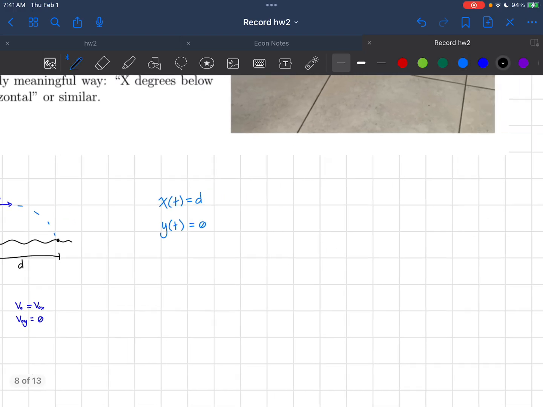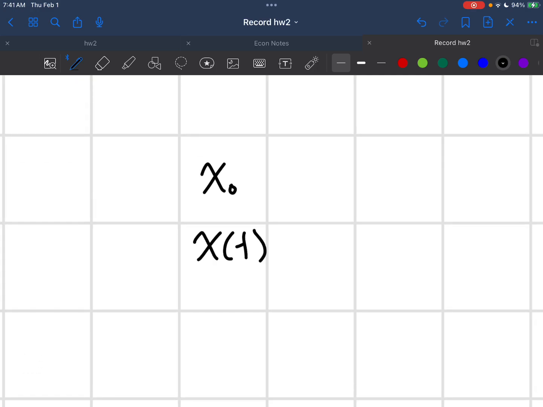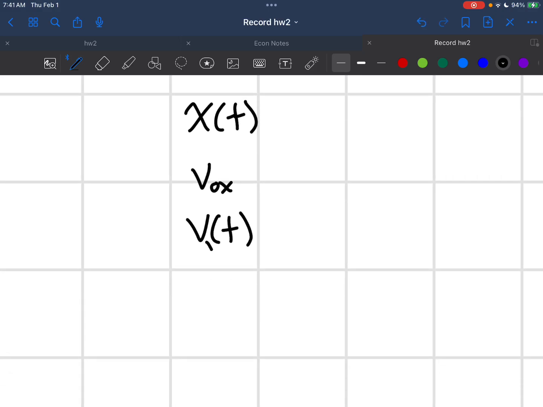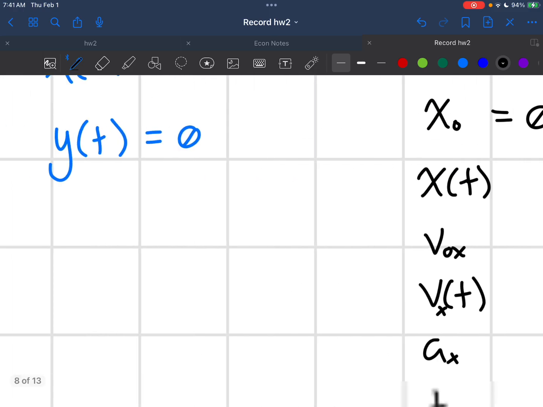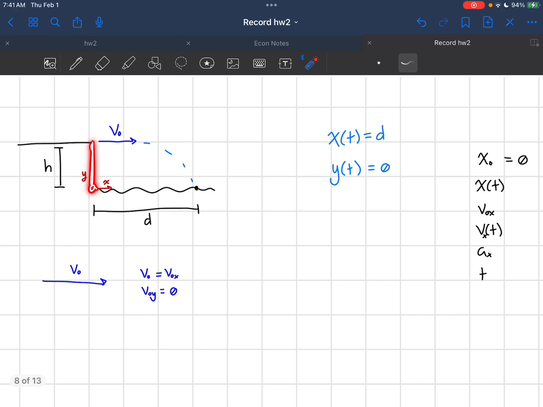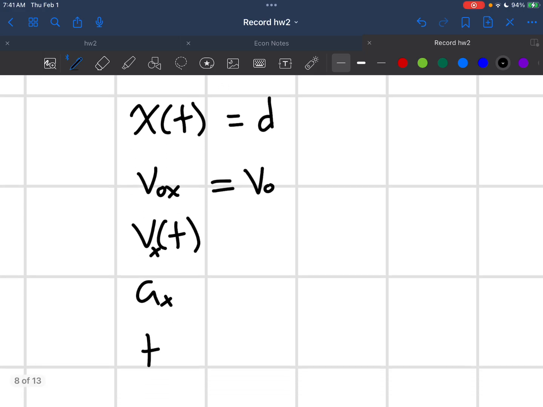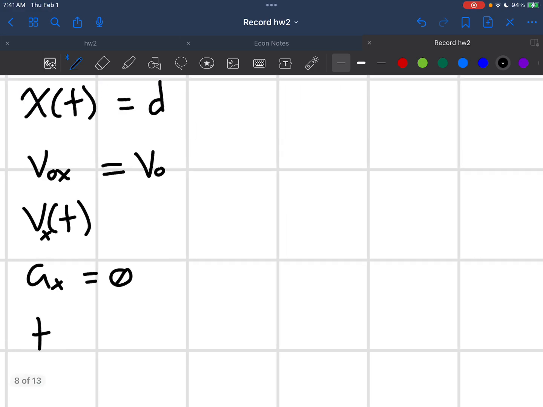So again, I'm going to write down all the things that I know. My x naught, my x of t, my v naught x, my vx of t, my ax, t. X naught is 0 just because of where I set my origin. He's starting at the edge of the dock. X of t we just said is going to be d. V naught x is v naught. Vx of t we don't really care about right now, so we'll just skip past that. And ax is going to be 0 because he's in free fall.